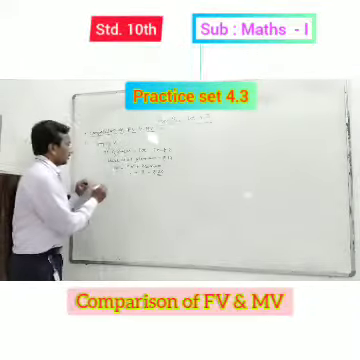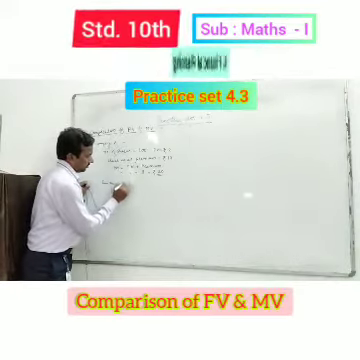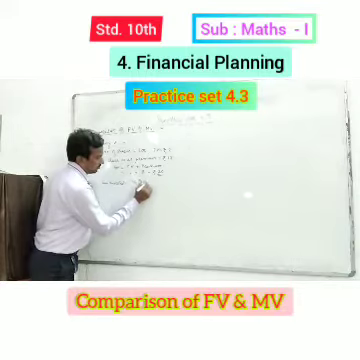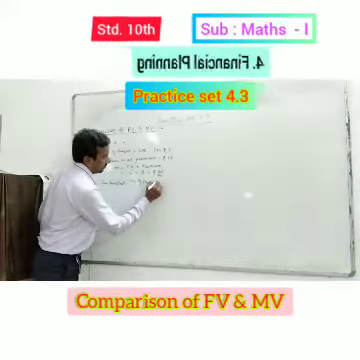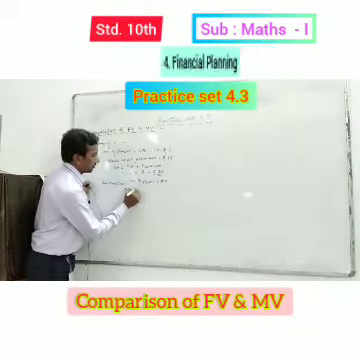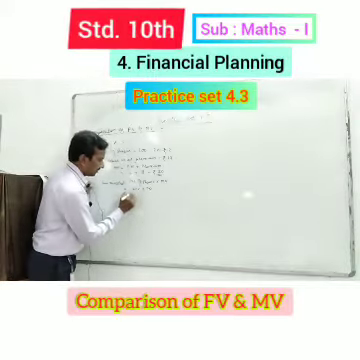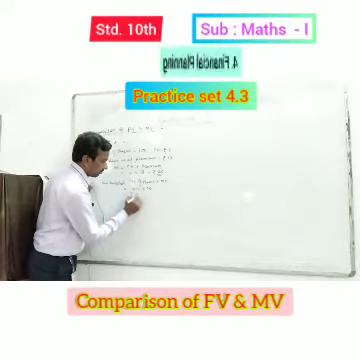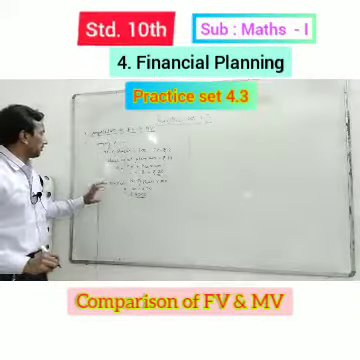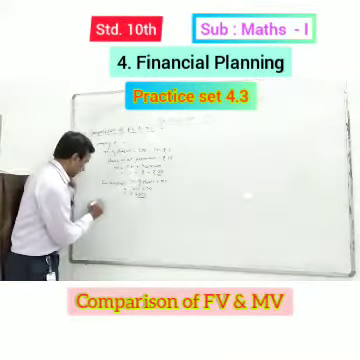Now sum invested in company A is number of shares into market value. Number of shares 200 into 20 means sum invested is rupees 4,000 invested in company A. Similarly, we can find for company B.